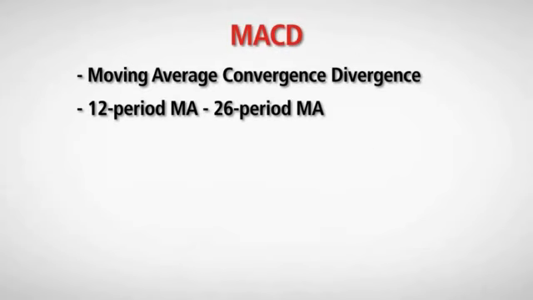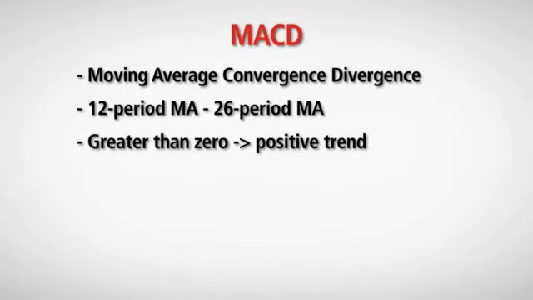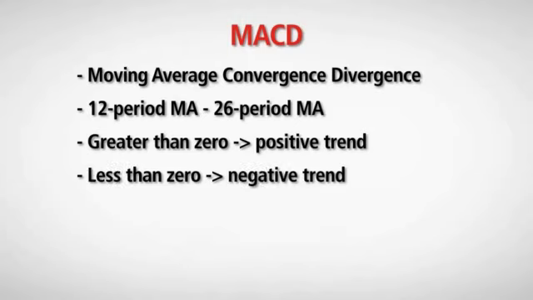Now, when the MACD is greater than 0, that means that we're in a positive trend because the short term, the 12-period moving average, is higher than the 26-period or the long-term moving average. And similarly, when MACD is less than 0, we're in a negative trend, because the short term is going to be below the longer term moving average.